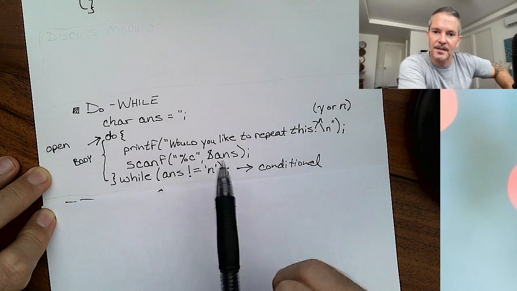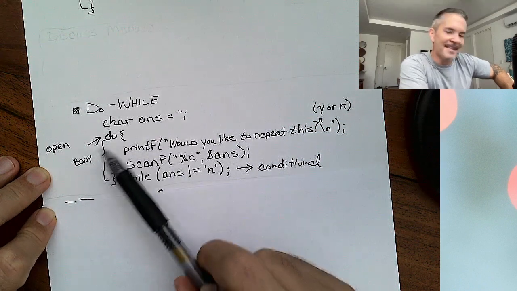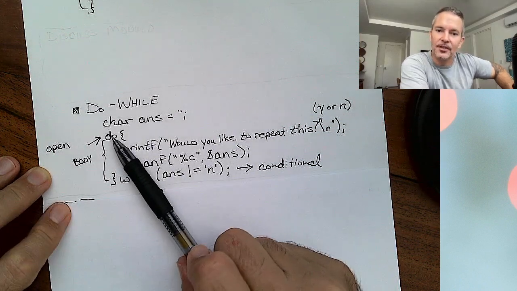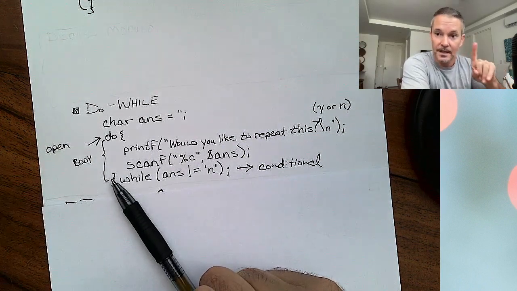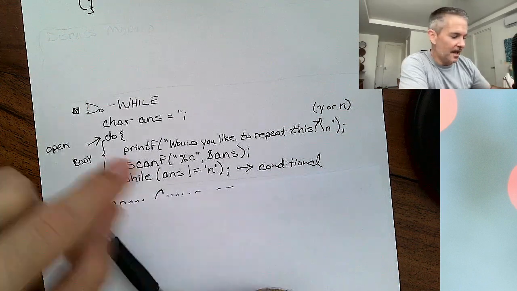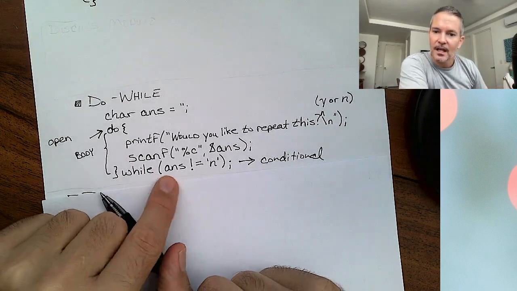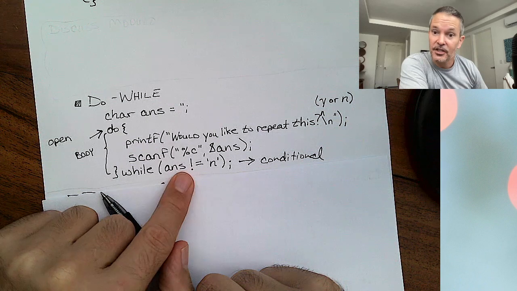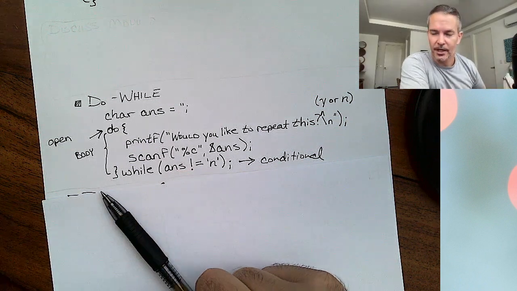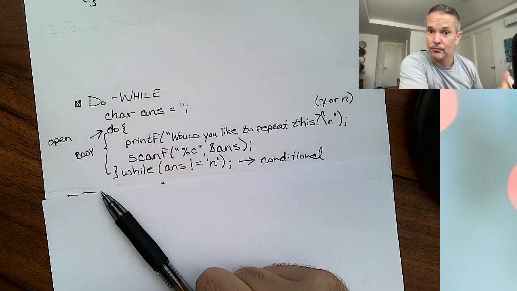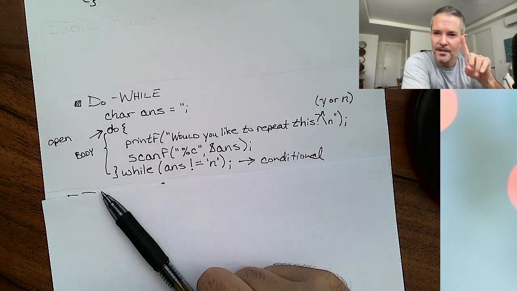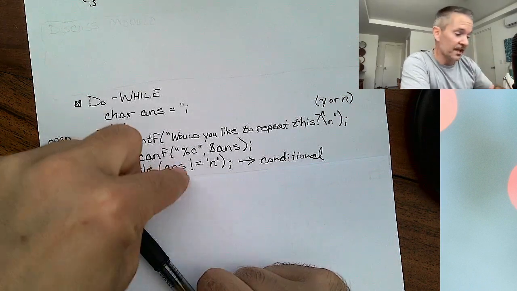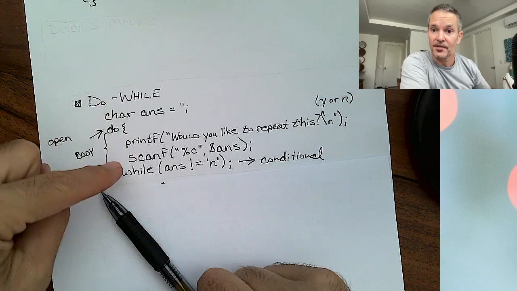So what is this statement saying? It's saying, I want you to execute the code in between these curly braces one time. Then I want you to check this condition. If the condition is true, execute it again. If the condition is not true, you don't need to execute it again. So it's just like the while statement with one exception: we're always going to execute it once because we don't check the condition until after the first execution.